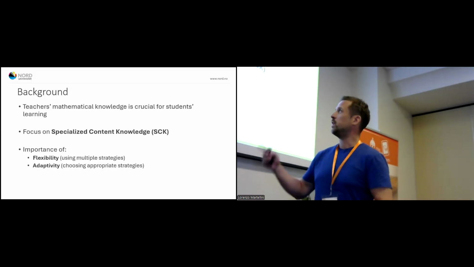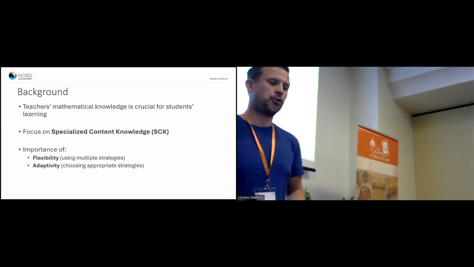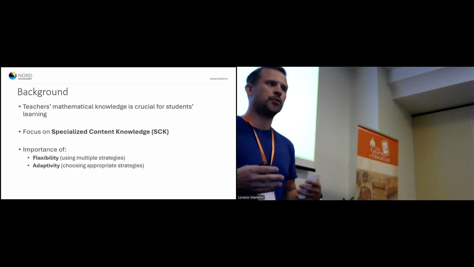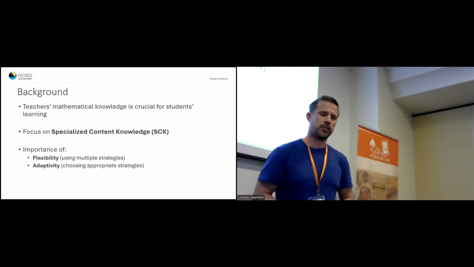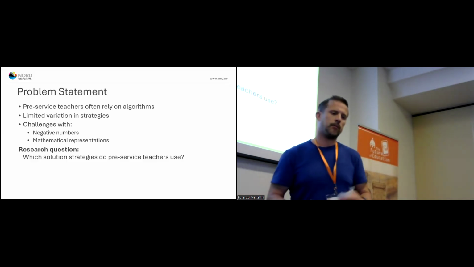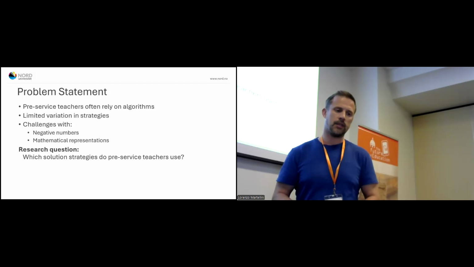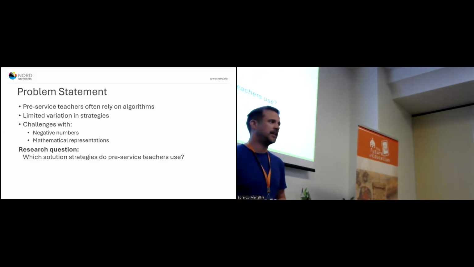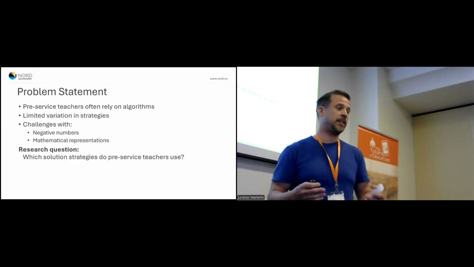In order to do this as a teacher, we need flexibility in using multiple strategies, and we also need the adaptivity to choose an appropriate strategy. Some tasks could be harder to solve with basic illustrations than others. So we thought that the pre-service students often rely on algorithms. There was also little variation in the strategies, and we could see that they had some problems with negative numbers and mathematical representations to solve tasks in different ways.